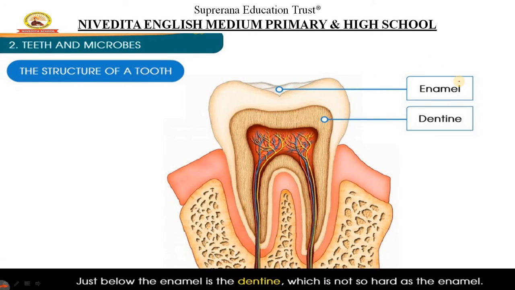Just below the enamel is dentine, which is not as hard as enamel. As you can see, this whole portion from here to here is enamel. But below that, you can see that brown part. This is called dentine. It is just below the enamel.